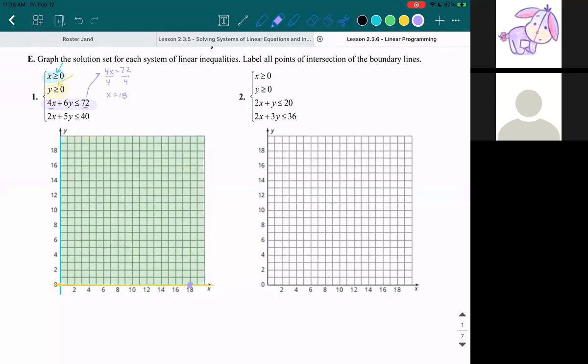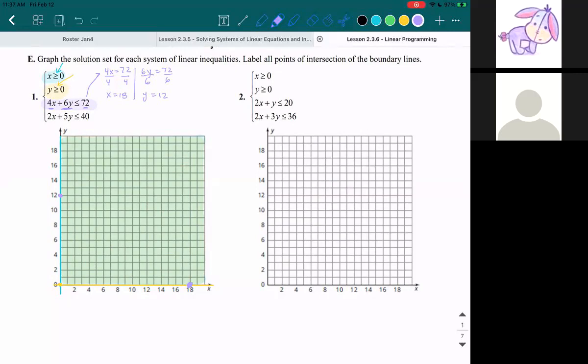We also want to find our y-intercept. To get the y-intercept, we're going to focus on the plus 6y, so that's positive 6y equals 72. Then we're going to divide by 6, and 72 divided by 6 gives us 12. So on the y-axis, I'm going to put a dot at 12. And now we can connect it.